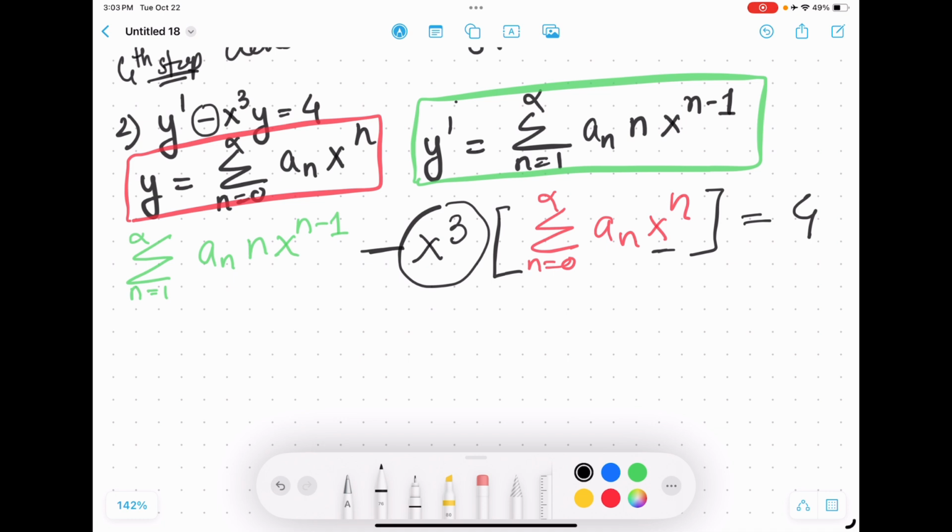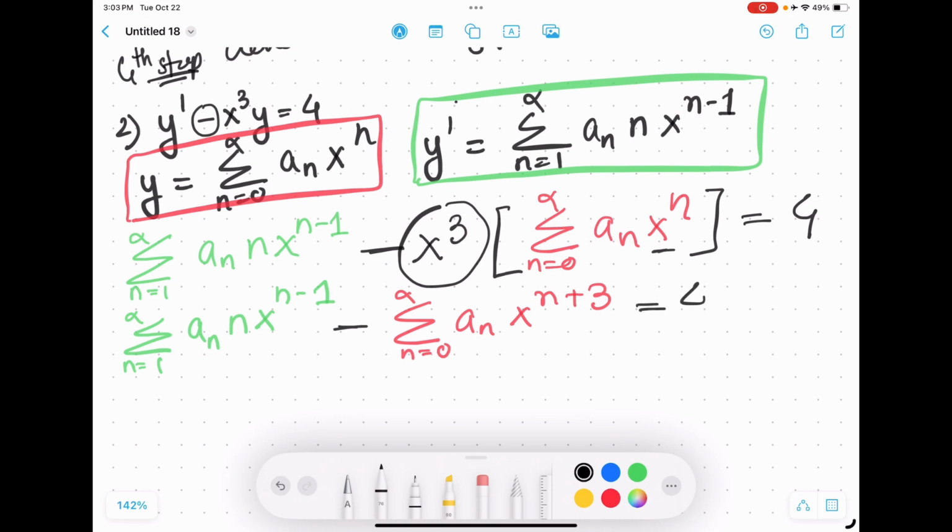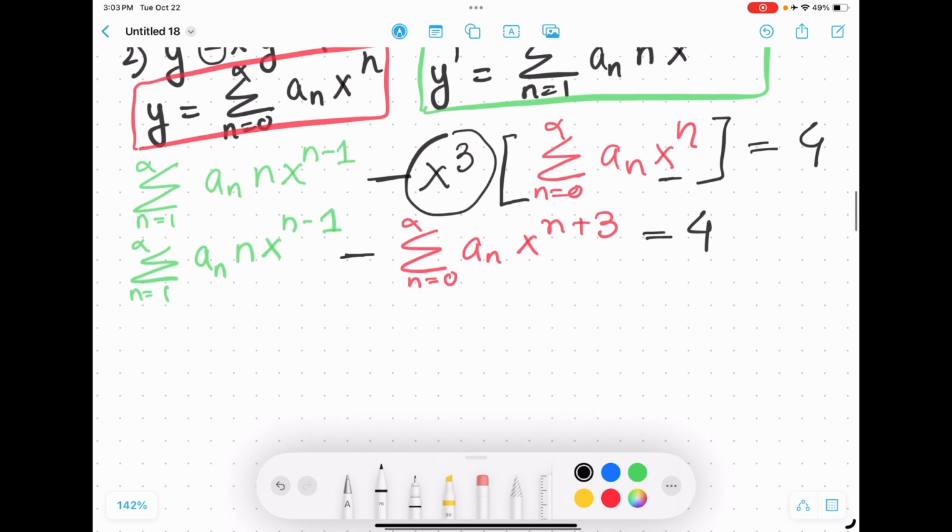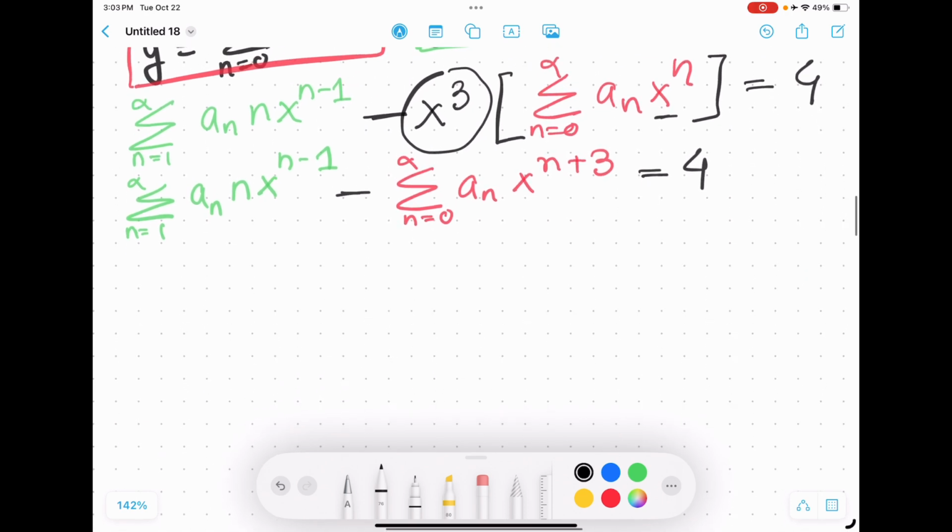So let's rewrite that. So I have summation n equals 1 to infinity a sub n times x to the power n minus 1, minus, then summation n is equal to 0 to infinity a sub n x to the power n plus 3, equals 4. So now we are actually perfectly done with step 2, okay? Now, my next step would be to combine them into one, right?